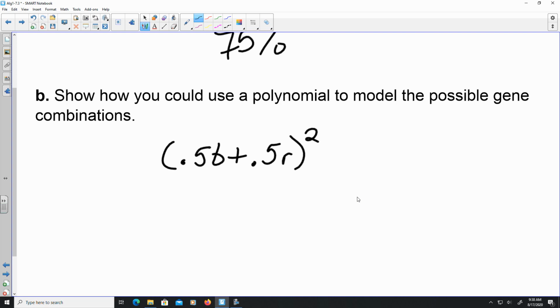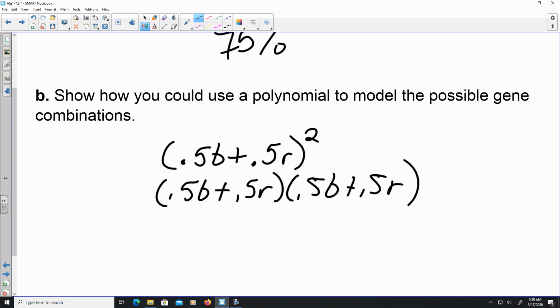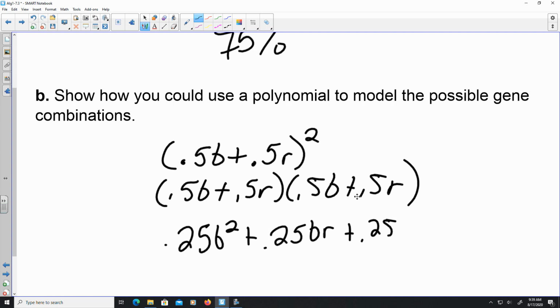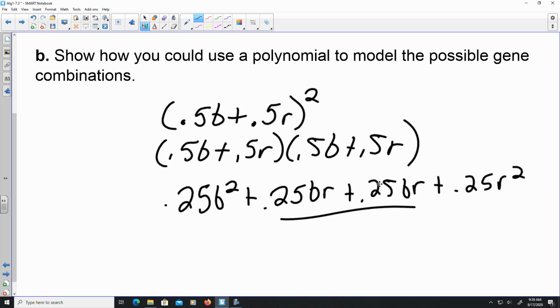So again, you can use the formula or you can expand and FOIL it out. So this would be 0.5b plus 0.5r times 0.5b plus 0.5r, which then, when you solve it out, becomes 0.25b squared plus 0.25br plus 0.25br plus 0.25r squared. I have like terms in the middle.